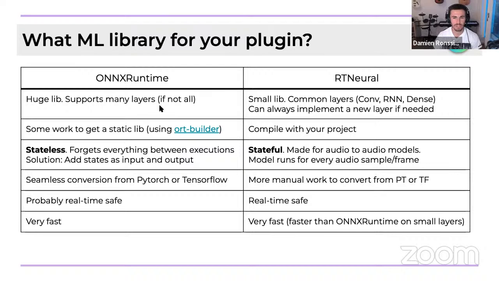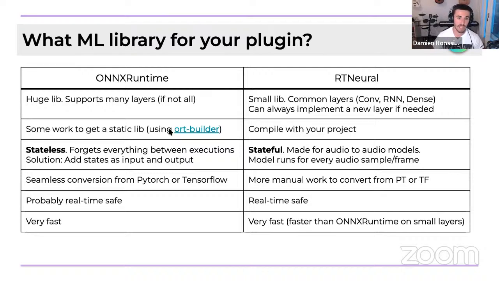So I don't know how easy it is to integrate your own custom layer. Maybe they have something specific for this, I don't know. Then to get it built and linked with your project, for ONNX runtime, if you want to run it in a plugin, it's quite a bit of work because ONNX runtime doesn't provide a straightforward way to compile it as a static library.